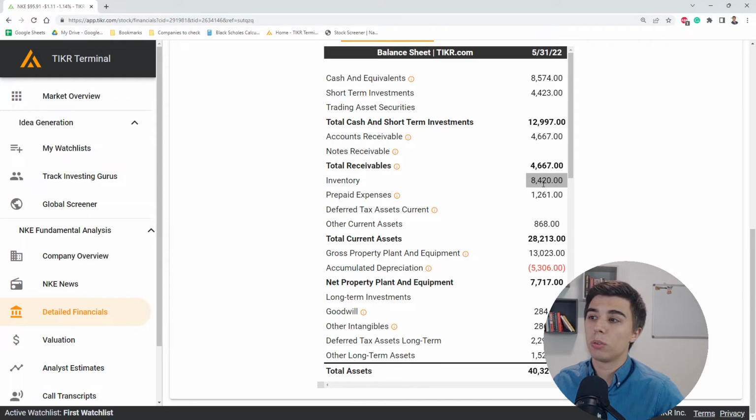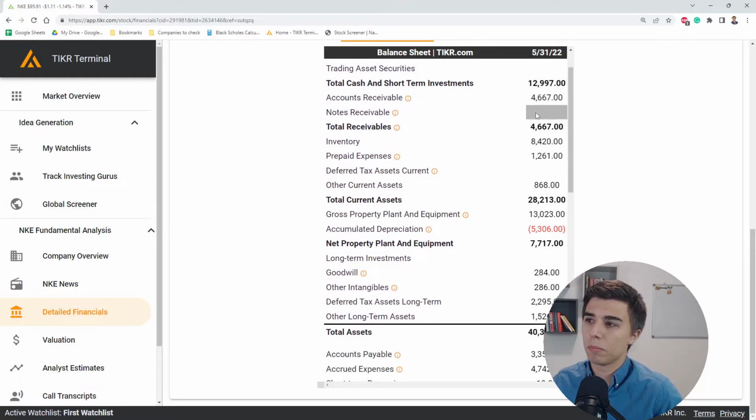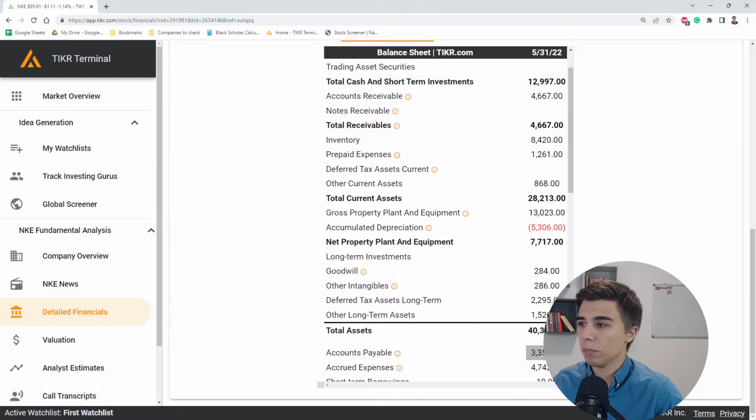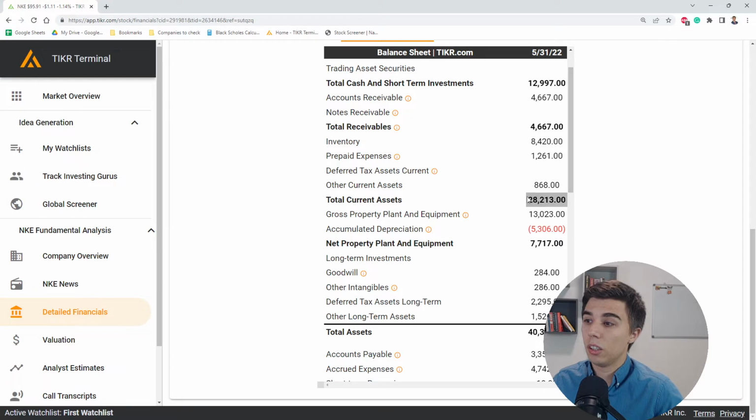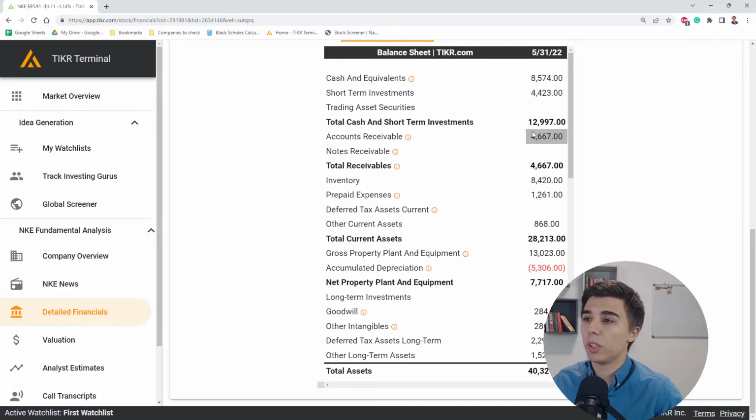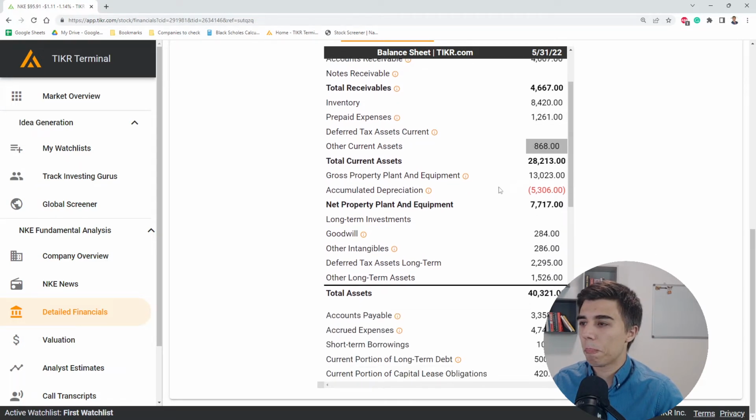Then we have inventory, of course. It is definitely important for Nike to have inventory, and we can see the percentage of these items as percentage of the total assets. So you'll notice that 28 out of 40 billion are already only the cash and receivables and inventory. These are a bit lower amounts, and of course, goodwill, other intangibles. Sometimes if you see something that's not that material, you don't have to spend too much time on that.